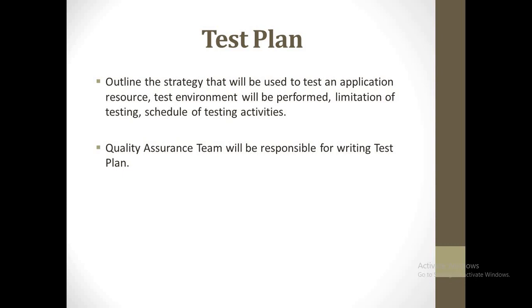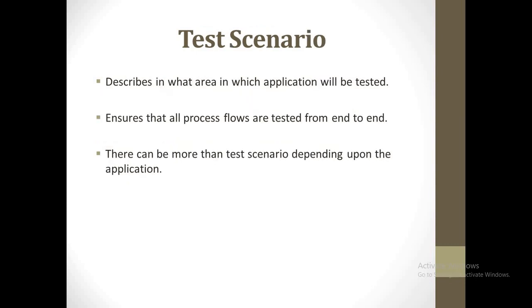In the test plan we decide everything: what environment, what limitations, what schedule. The quality assurance team is responsible for writing the test plan. This is the first step we follow. After writing the test plan, we go for the test scenarios, where we design different scenarios, like different types of environments, operating systems, or architectures, to test the application and ensure the process flows are tested end to end. There can be more than one test scenario. I can have hundreds or thousands of test scenarios for a single application. So this is called the test scenario.